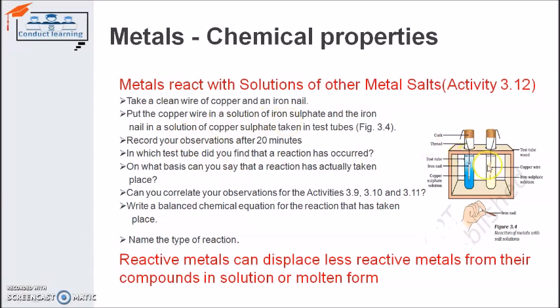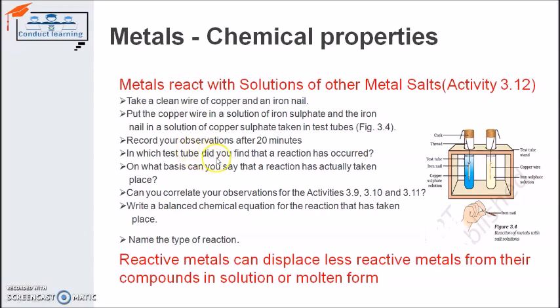Now we will put this copper wire in the solution of iron sulfate and the iron nail in the solution of copper sulfate. On the other side we took copper sulfate solution and we put the iron nail in it. That means to say the copper sulfate is CuSO4, and the iron sulfate is FeSO4. Record your observation after 20 minutes.